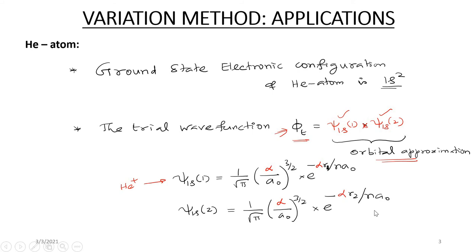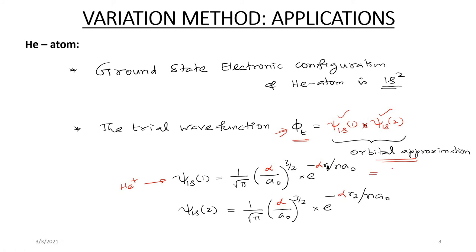Then this is the 1s orbital wave function for electron 1 and the 1s orbital wave function for electron 2 in atomic units. The value of a naught becomes 1. And what is the value of n in the helium atom? In the ground state of the helium atom, the two electrons are present in the 1s orbital, so the principal quantum number value is 1. Therefore I am going to put 1 in the place of n. Similarly here also 1, and I am going to put 1 in the place of a naught, so that you get the wave function directly in atomic units.